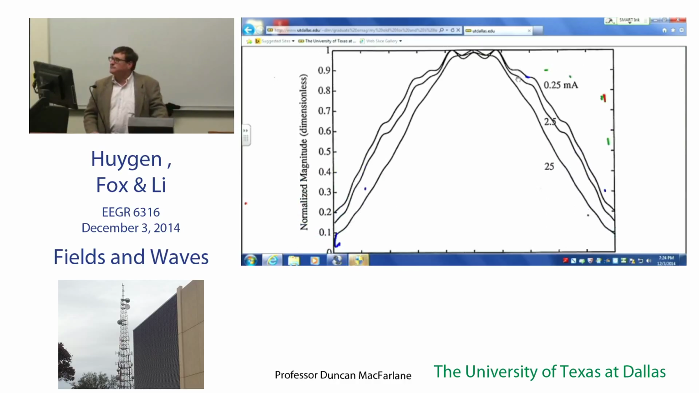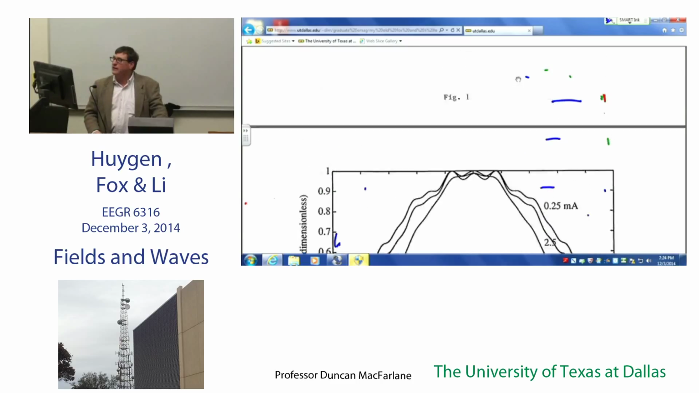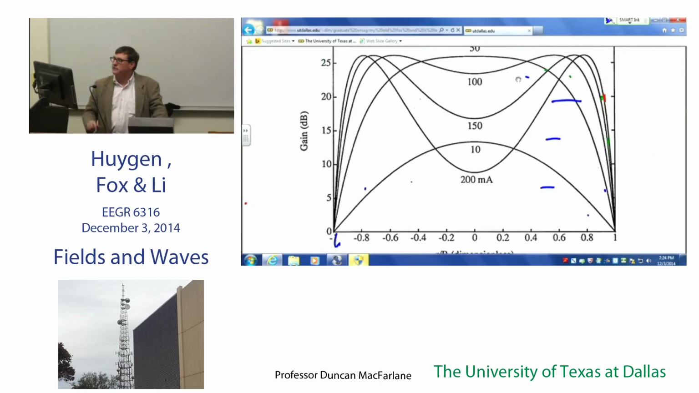And if I increase the current, and notice this is for very small currents, so a quarter milliamp to 2.5 milliamps to 25 milliamps, just to remind you what those look like on the current distribution. They're all curved like that. So they're all either flat or well-behaved curves that look like that.